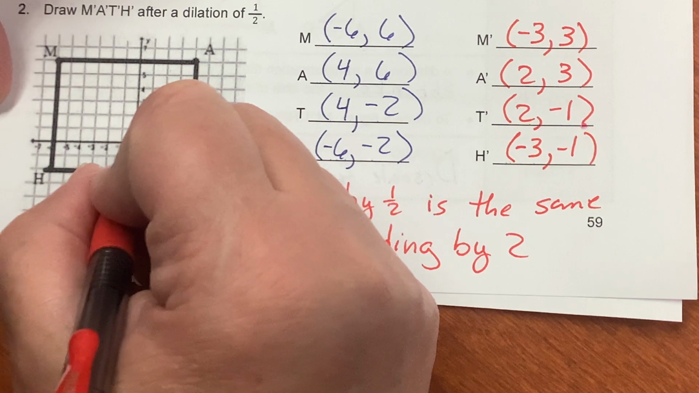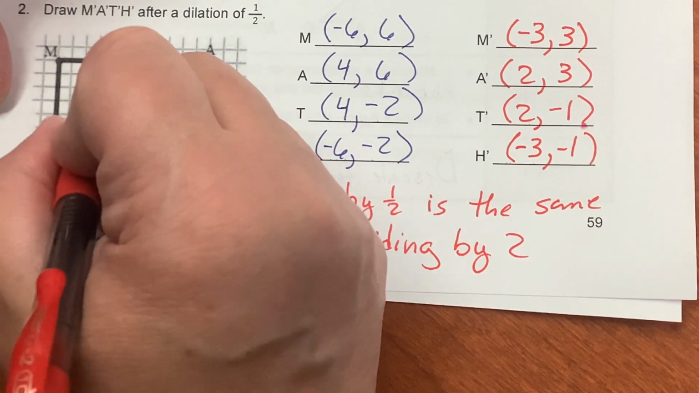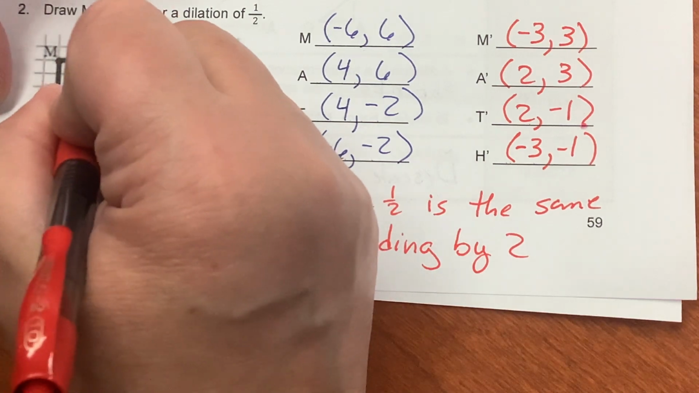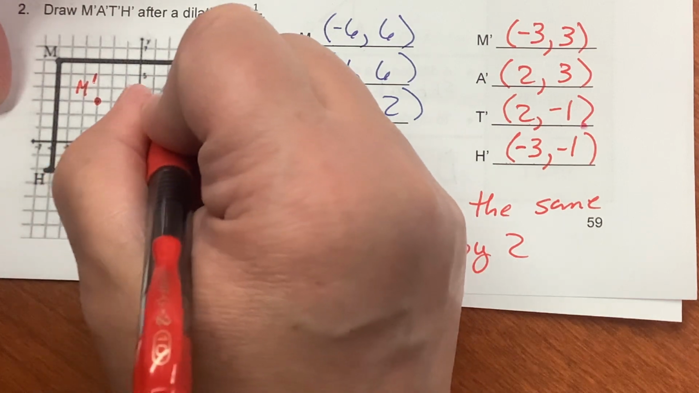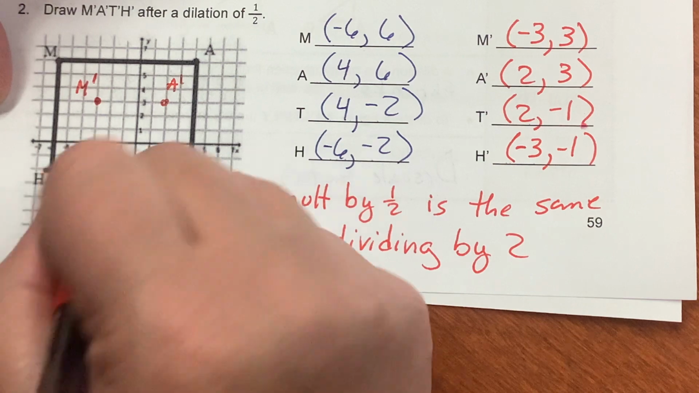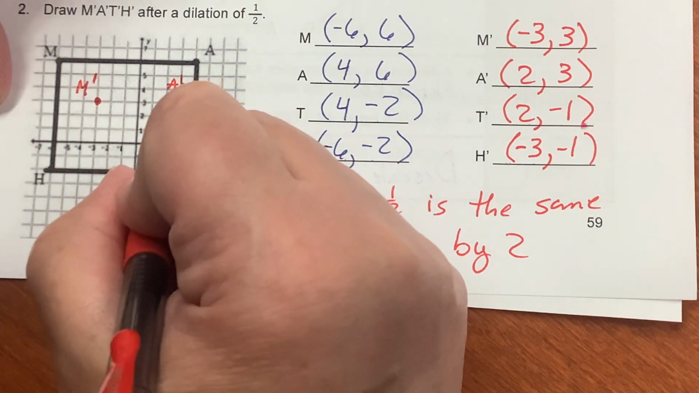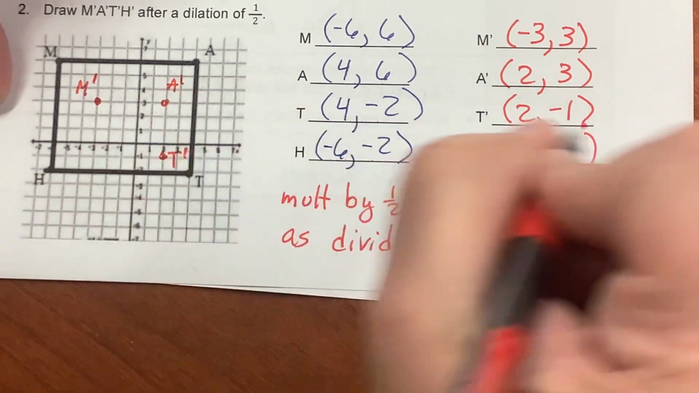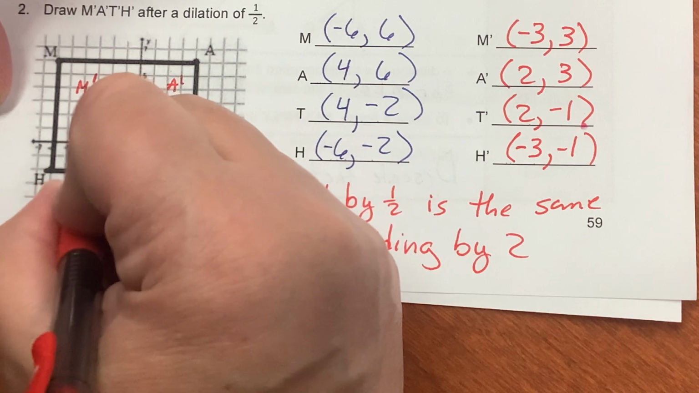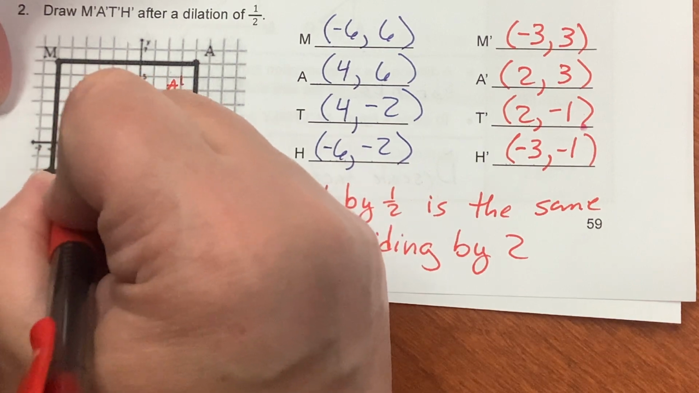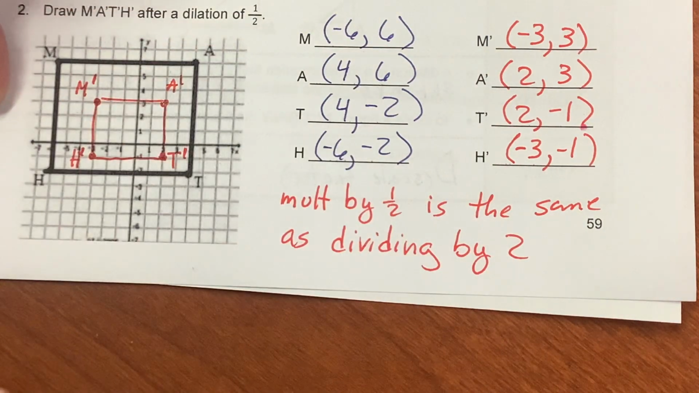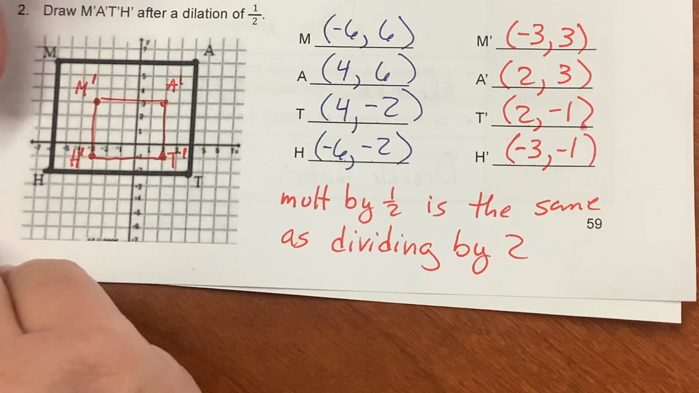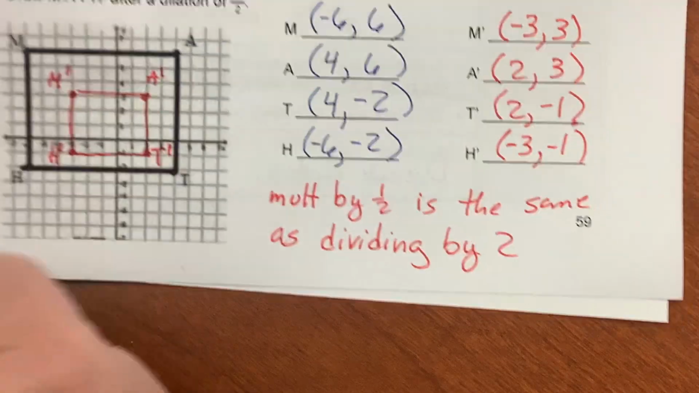M is going to be at (-3, 3) for M prime. A is going to be at (2, 3) for A prime. T is going to be at (2, -1), T prime, and (-3, -1) for H prime. And I should use my ruler, but here we go. It's all been cut in half and made a much smaller figure. Matter of fact, it's half the size.